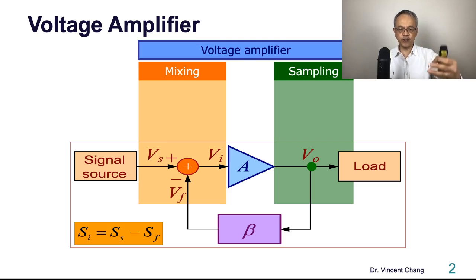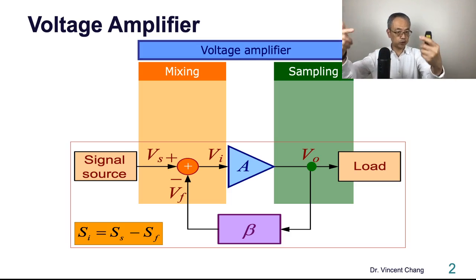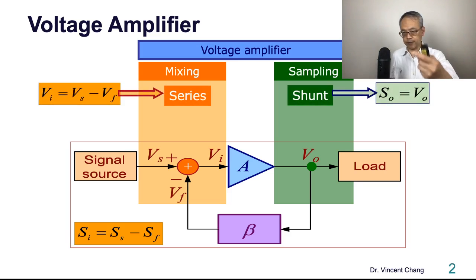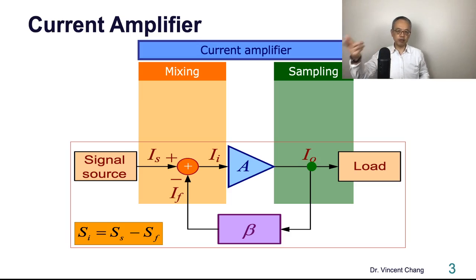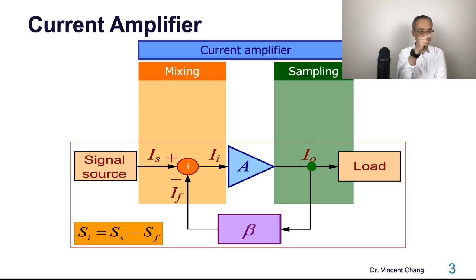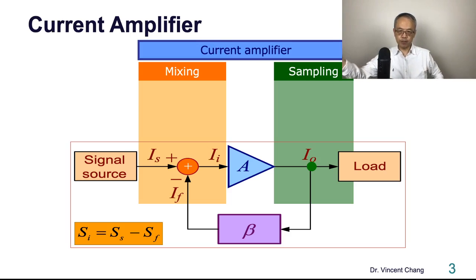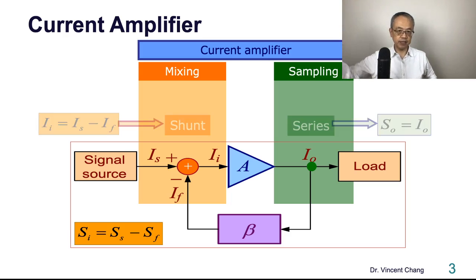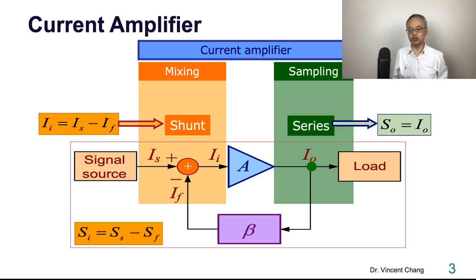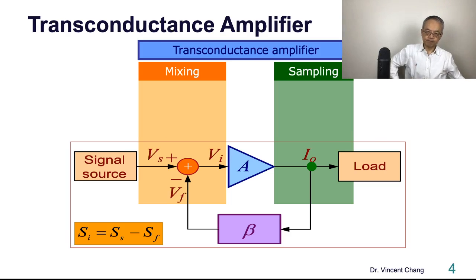So let's quickly review the 4 topologies. The first one, voltage amplifier. What type of feedback topology is tied with the voltage amplifier? Series mixing and shunt sampling. What about the current amplifier? It's the opposite. So it's current mixing and current sampling, so shunt mixing and series sampling. Shunt series feedback.